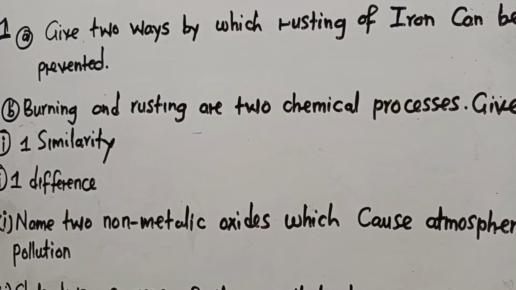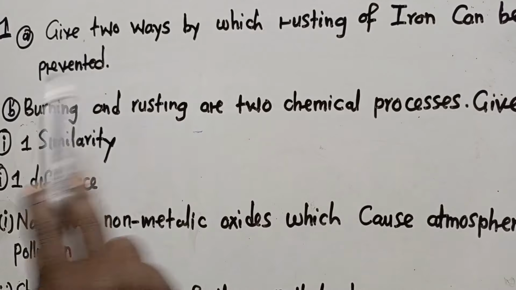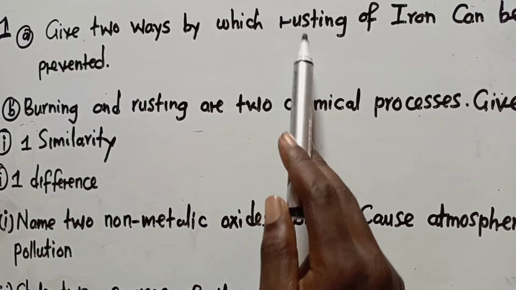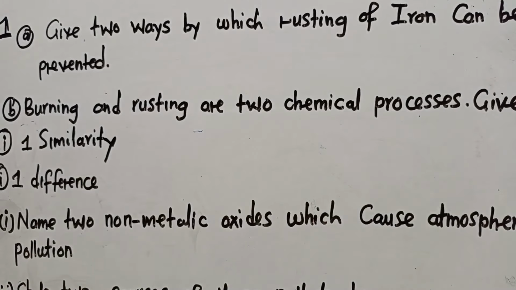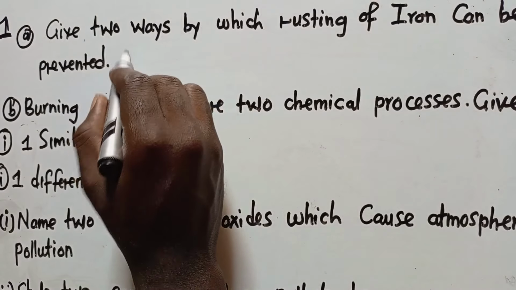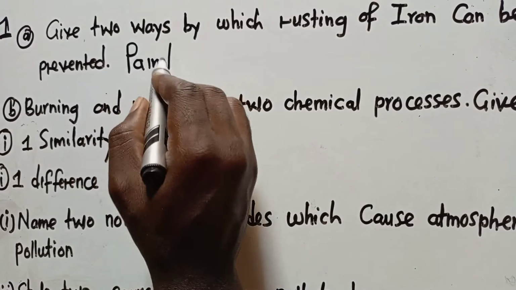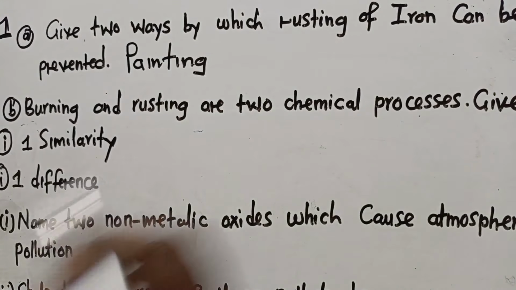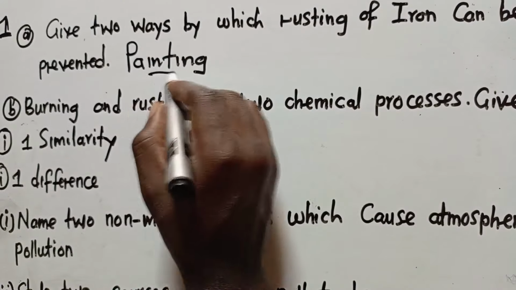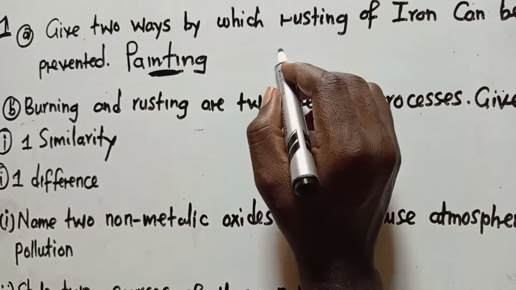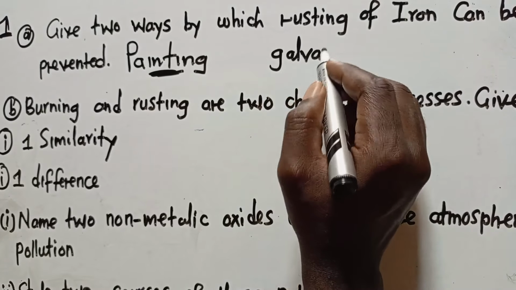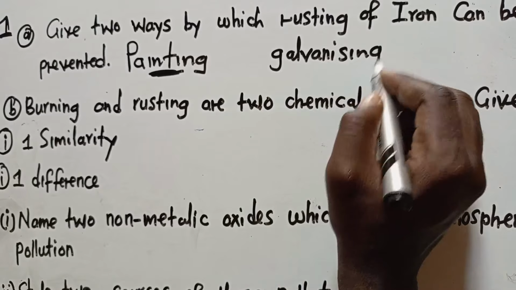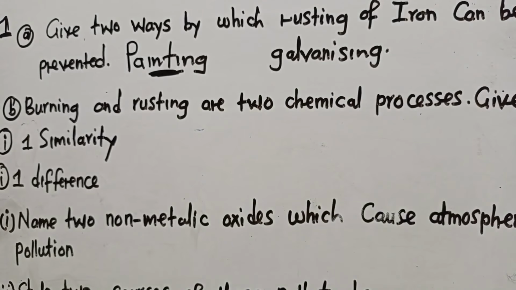This is methods. The first question is saying, give 2 ways by which rusting of iron can be prevented. How can you prevent the rusting of iron? One way is by painting. You can prevent that by painting, so painting, that is an answer. You can also put galvanizing. That is also an answer.